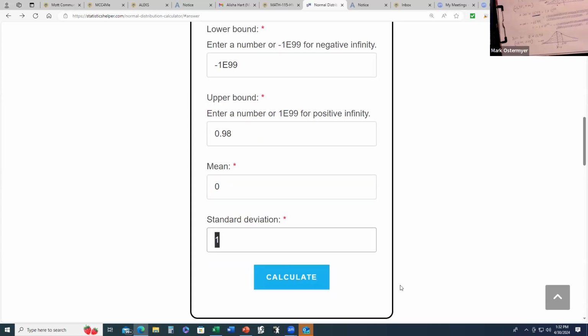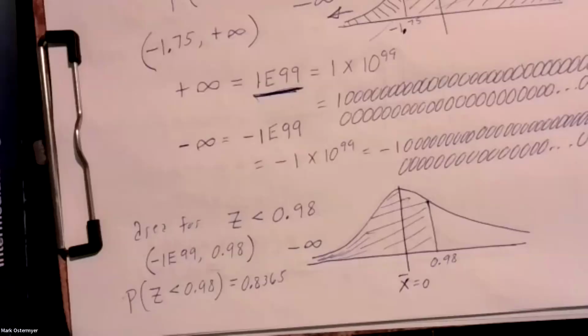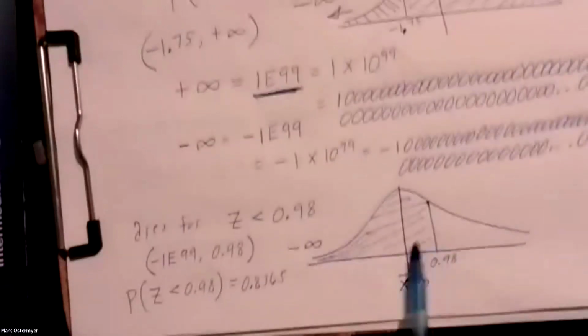Let's click on calculate now, and boom, there's your area. So the area is 0.8365. That's really the probability that Z is less than 0.98. I just found that probability to be 0.8365. That means about 83.65% of the area of the entire curve is this shaded region here.